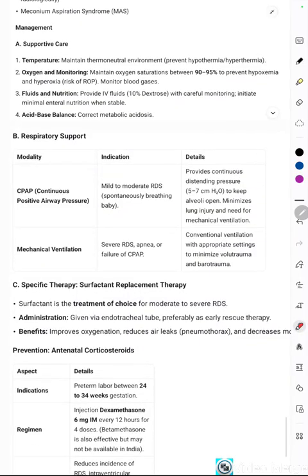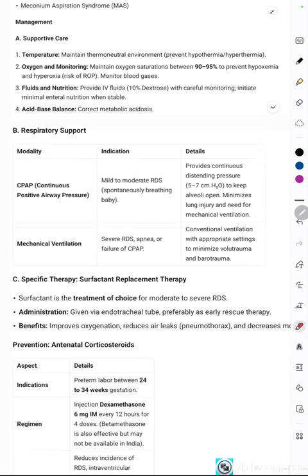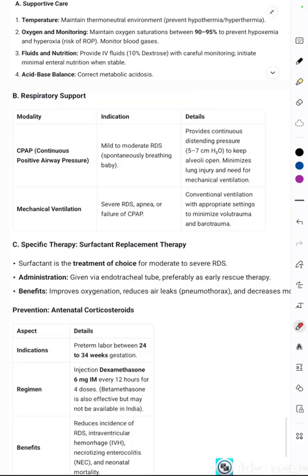Management: supportive care is given. Maintain euthermia in the patient. Maintain oxygen by CPAP, and prevent hypoxemia as well as hyperoxia, because there is a risk of retinopathy of prematurity. Then fluids and nutrition should be maintained by giving IV 10% dextrose, and acid-base balance by correcting the metabolic acidosis. The respiratory support in mild to moderate respiratory distress is given by CPAP, continuous positive airway pressure. It provides a continuous airway pressure of 5 to 7 centimeters of water to keep the alveoli distended or open. If it is not working, mechanical ventilation is used, to minimize volutrauma or barotrauma.